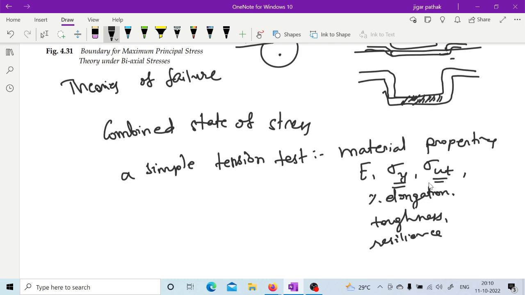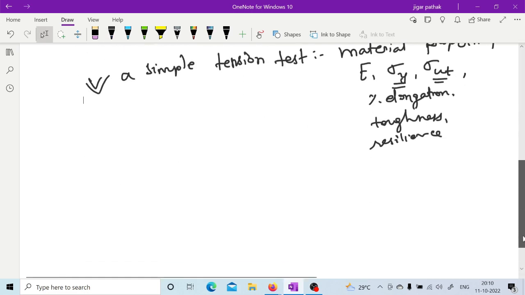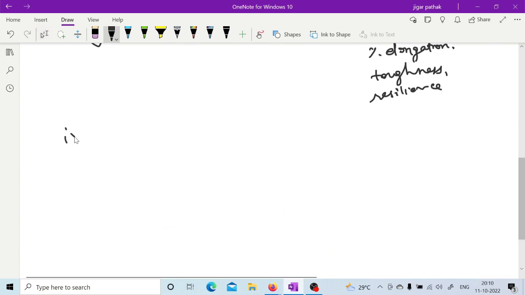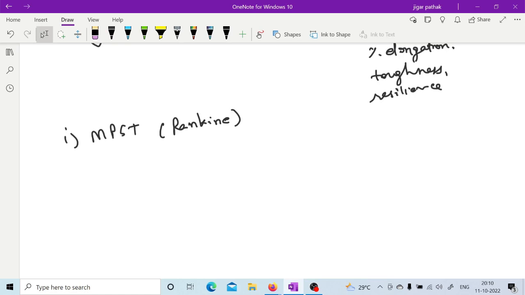Strength is related to material property, while stress is generated because of the externally applied load. So there is a difference between strength and stress. Strength is considered as a property of material. While discussing these theories of failure, what we are going to consider is the data which we have obtained from a simple tension test, right? Based on this, there are various failure theories, like the maximum principal stress theory, which is also known as Rankine theory, right?